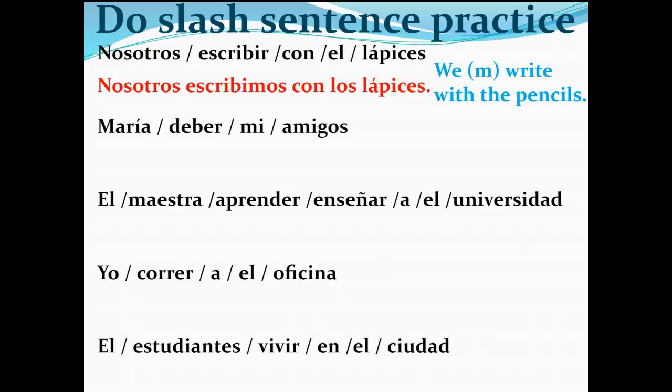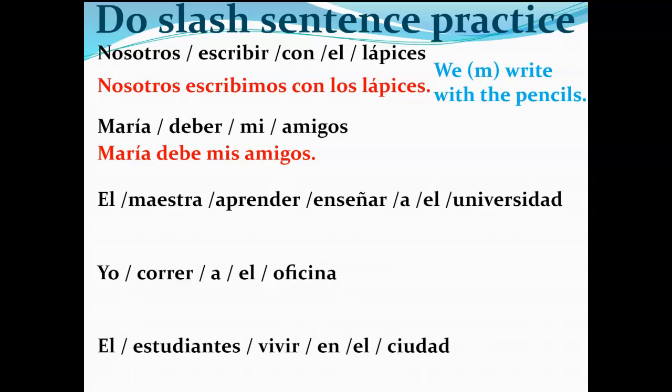All right, move on to the next one. Again, pause the video so you can do it first and then reveal the answers. All right, so Maria stays the same and amigo stays the same. So Maria debe, because you got to conjugate it for a she, and then me becomes mis to match amigos. And that sentence now means Maria owes my friends. Remember, deber means to owe or to ought to.